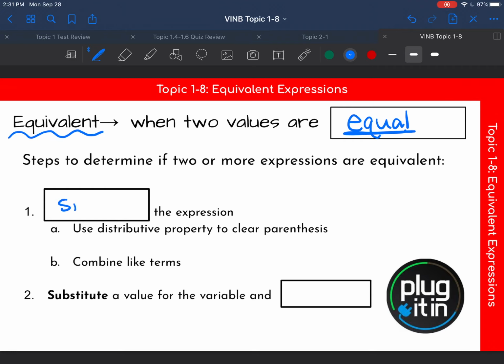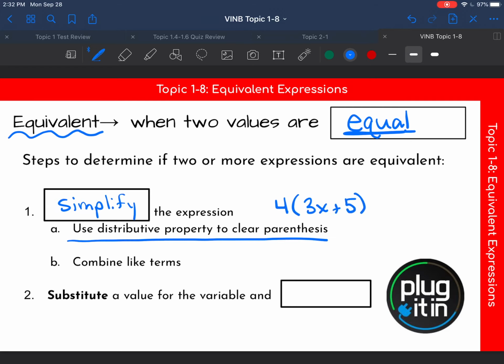The first thing you can do is simplify the expression, and we talked about how to do those. Use distributive property to clear the parentheses. For example, if you have a problem like this, we can use distributive property to make an equivalent expression that looks like 12x plus 20. Both of these expressions are equivalent. We just cleared the parentheses.